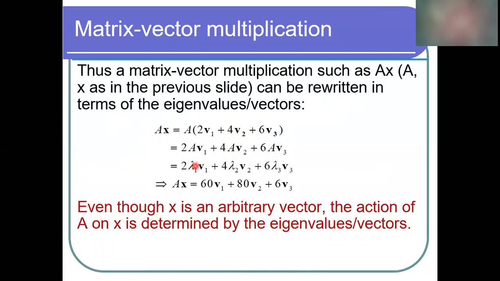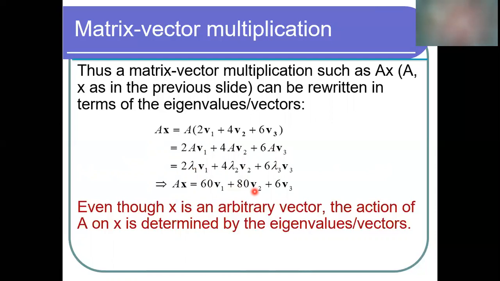So in that case, by the definition of the eigenvalue and eigenvector equation, that is A applied on v will generate lambda times v, so it will generate 2 lambda 1 v1 plus 4 lambda 2 v2, and similarly v3. So you just put in lambda's value, lambda 1 is 30, so 2 into 30 is 60 v1. In that case, 80 v2, 6 v3.